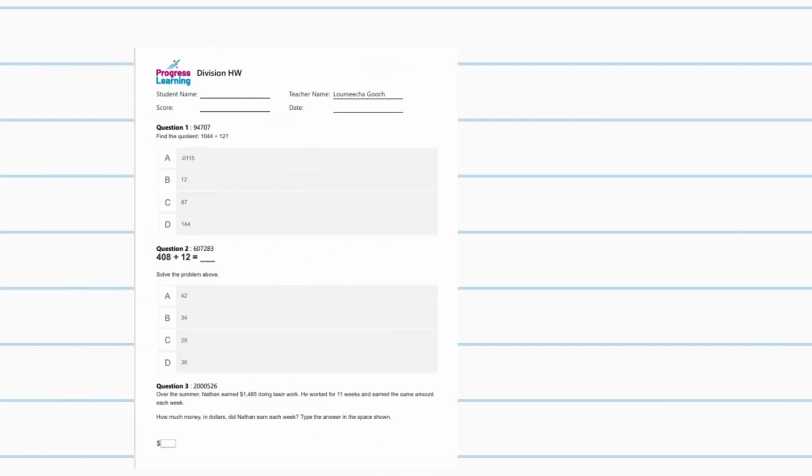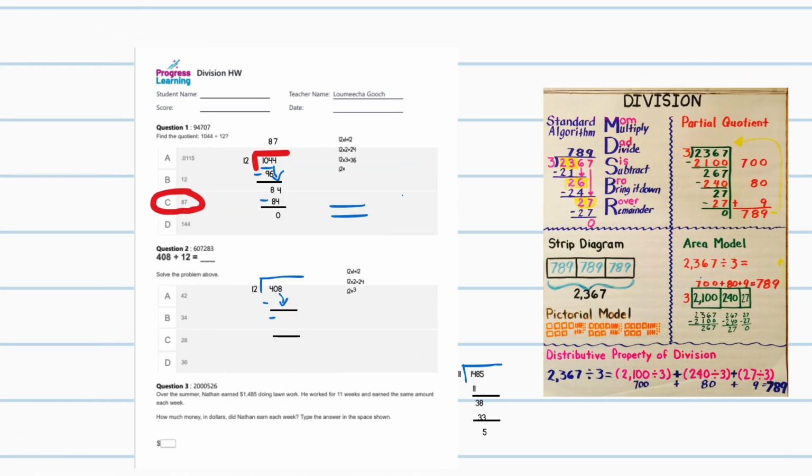So our first page this week. Okay, sorry. All right, so our first page this week comes from Progress Learning, and there are 3 questions on long division. I thought I lost all that work that I had shown, but here it is, guys.